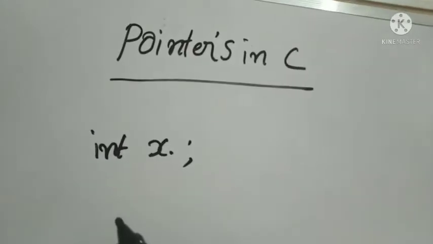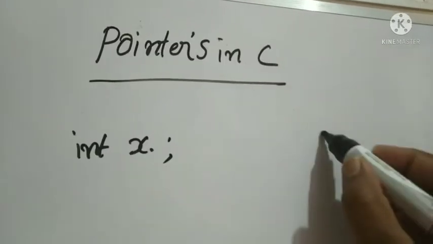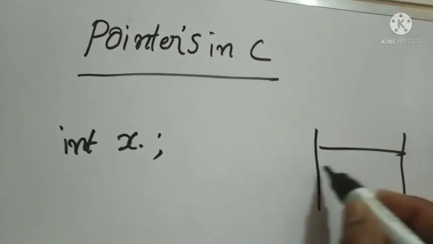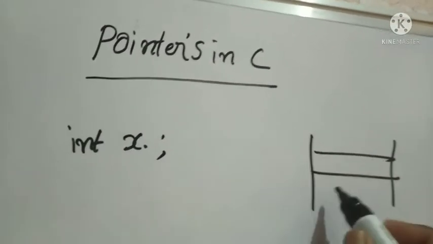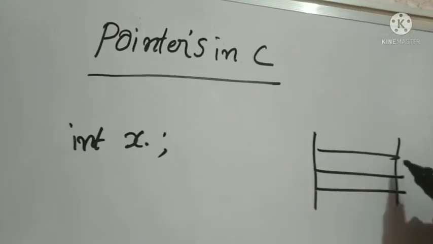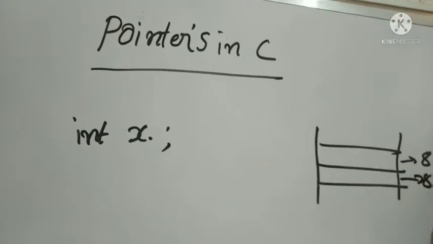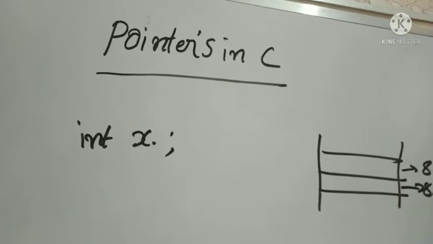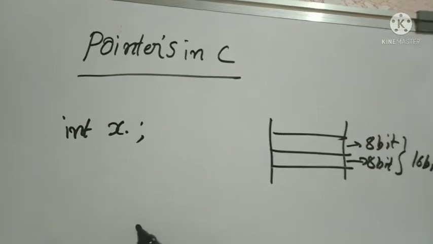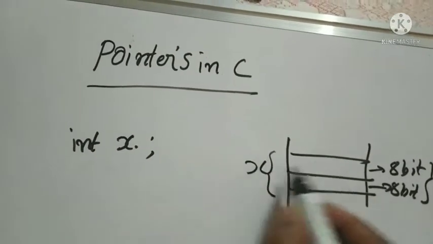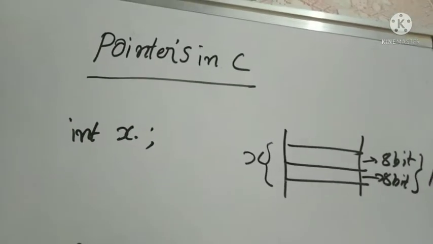this x is a variable, and for this variable one memory location will be allocated in memory. Because it is an integer, two memory locations will be allocated, 8 bits each, so a total of 16 bits of memory is allocated for x. The lower 8 bits will be stored here and the higher 8 bits will be stored in the next location.